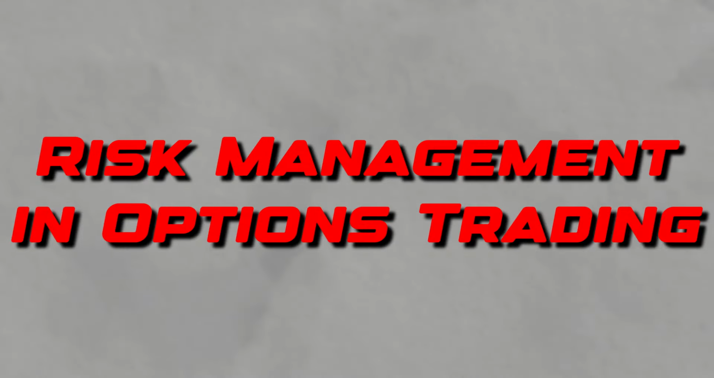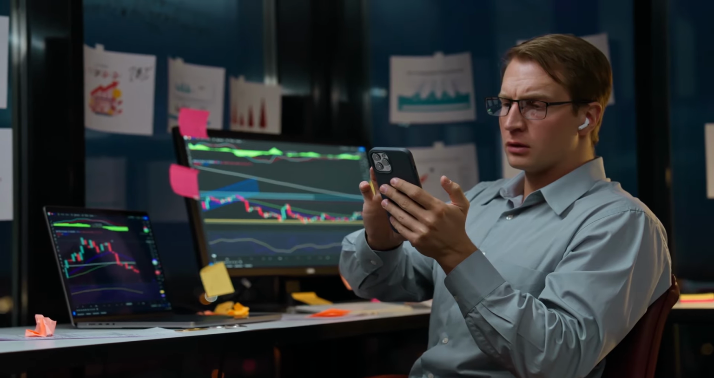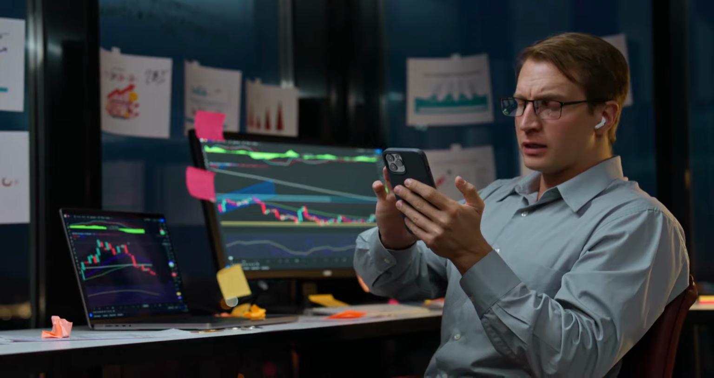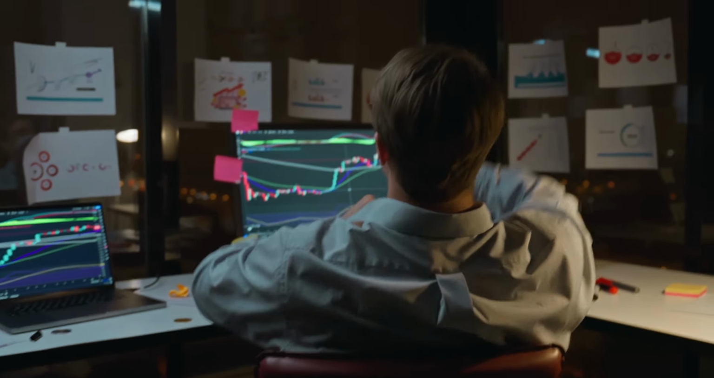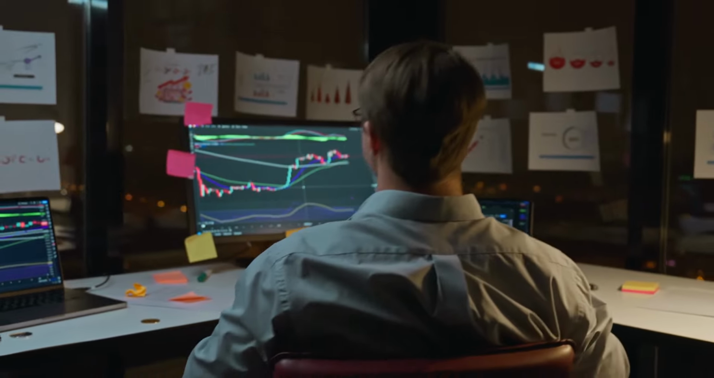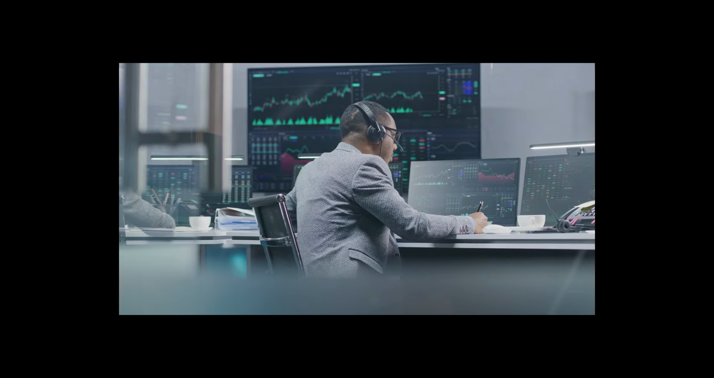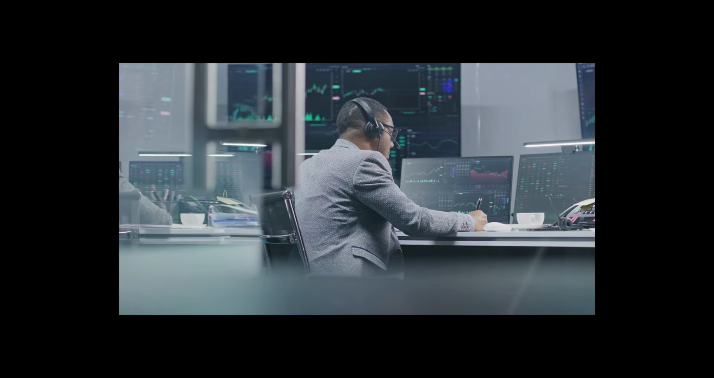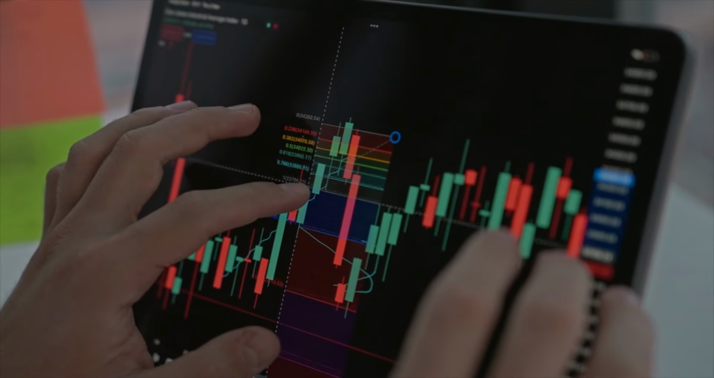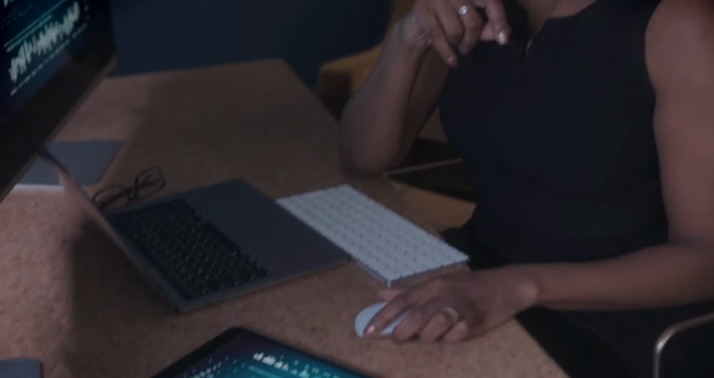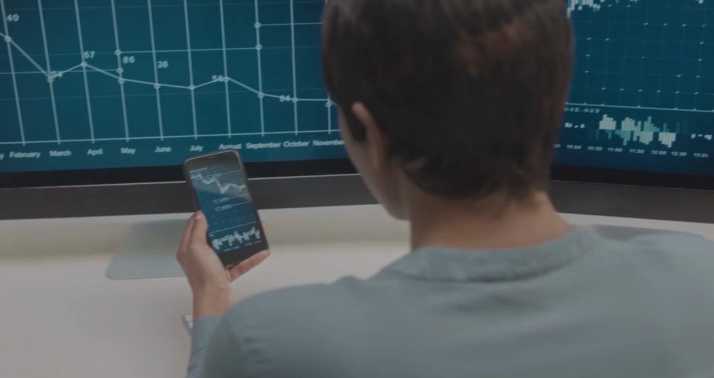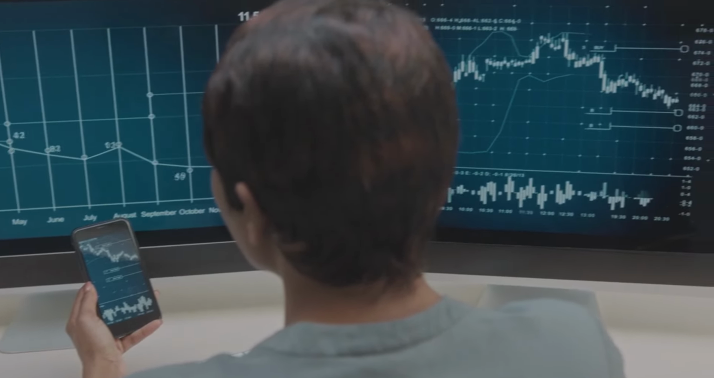Risk management in options trading. The most successful options traders know that risk management is key to long-term success. Never risk more than a small percentage of your trading capital on any single trade. 2% is a common recommendation. This way, if a trade goes against you, your losses will be limited. Also, use stop-loss orders to limit your losses if the market moves against you. Protecting your capital should always be your top priority in options trading.